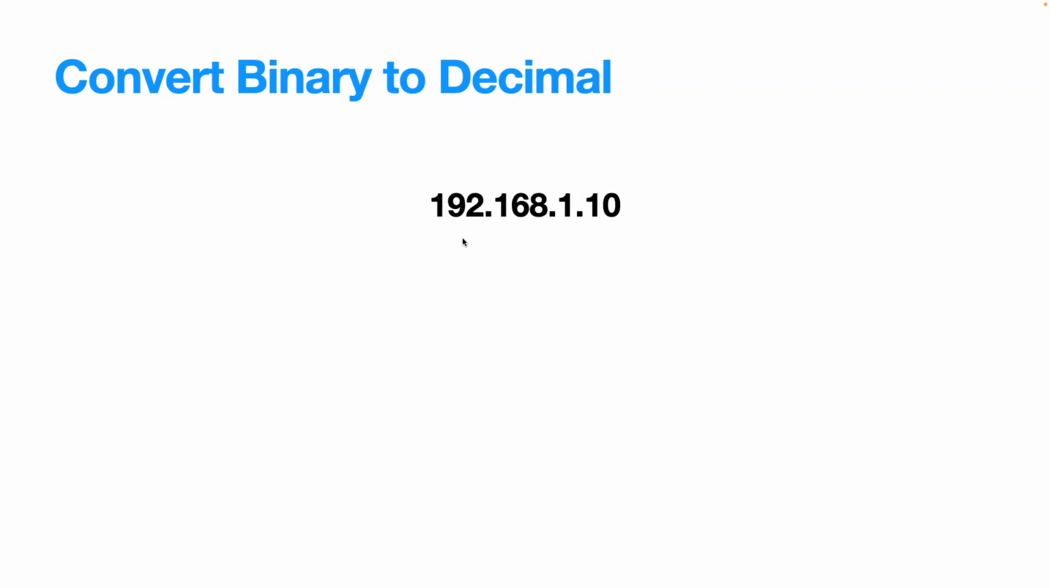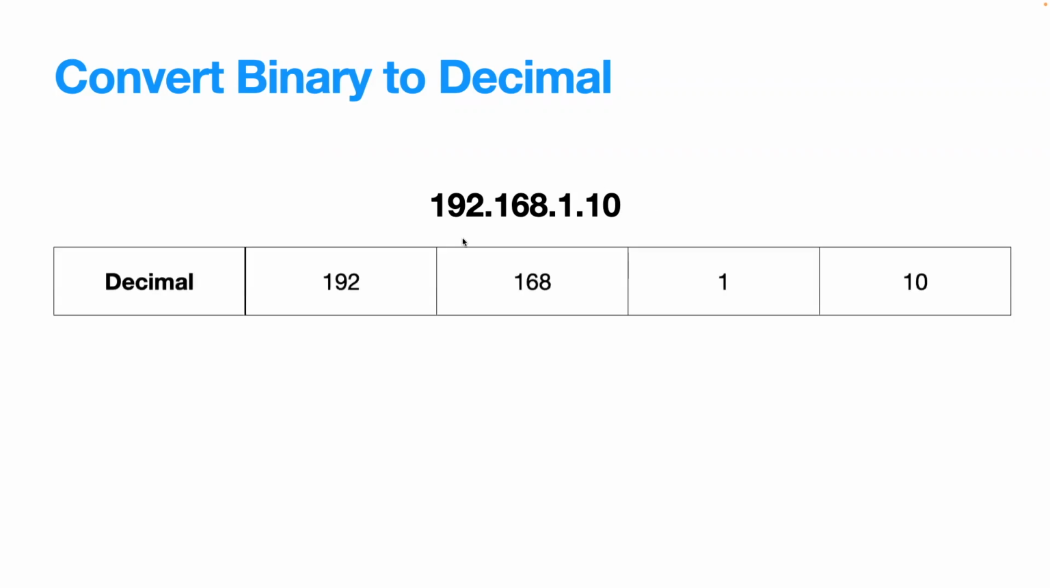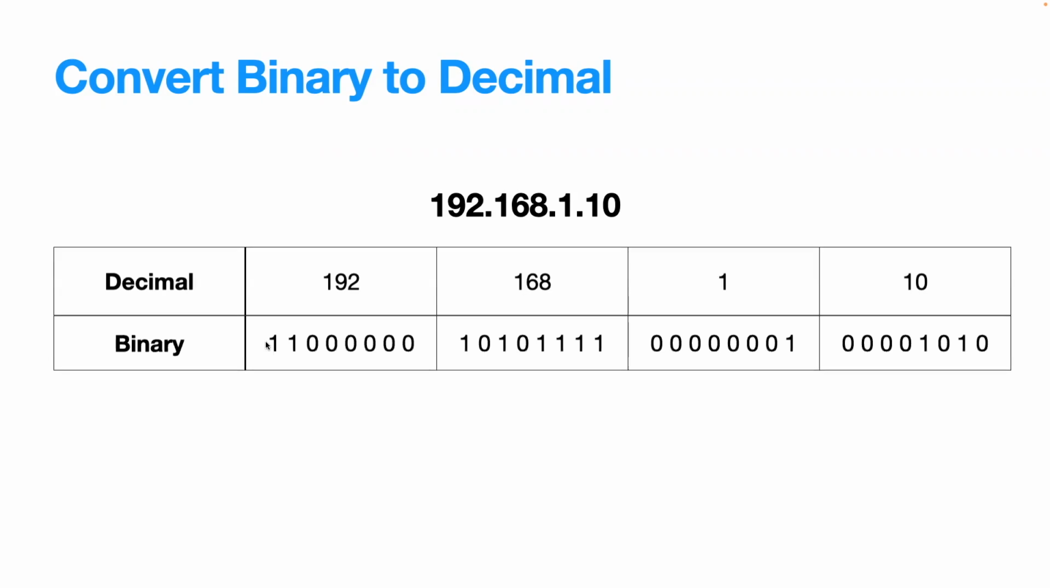This is an IPv4 address written in dotted decimal notation format. This IPv4 address has four decimal numbers separated by dots. We can convert these decimal numbers into binary numbers. It will look like this.